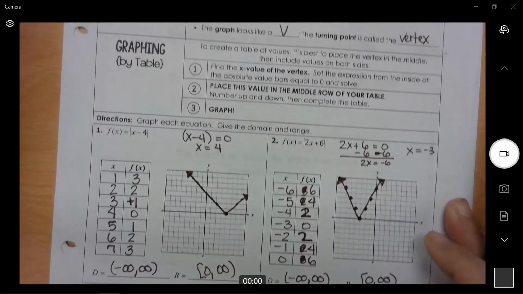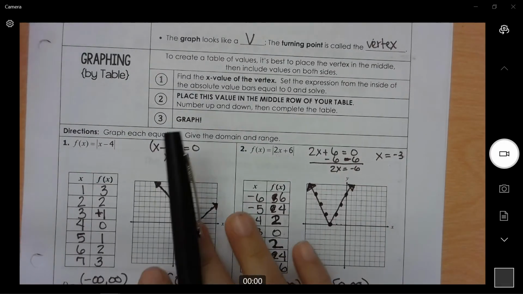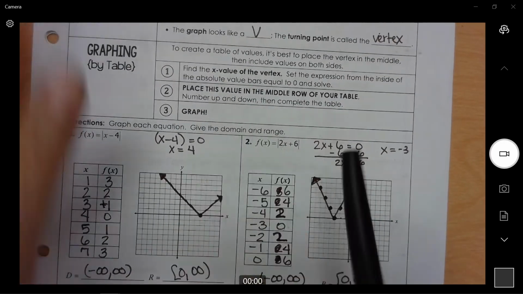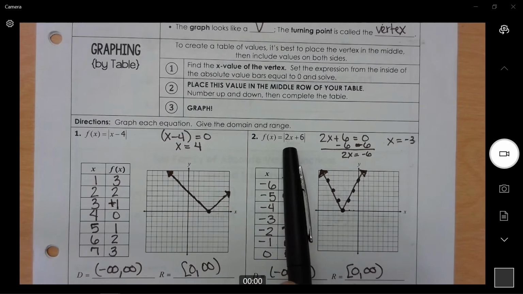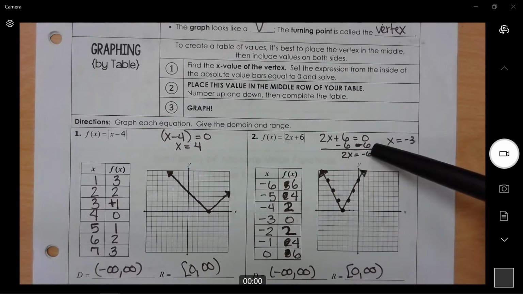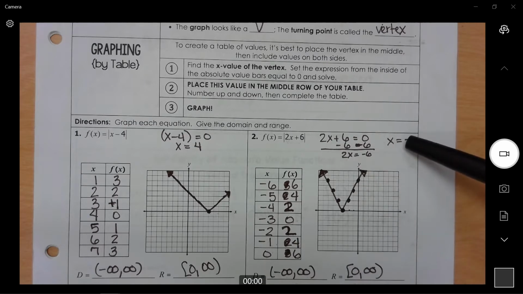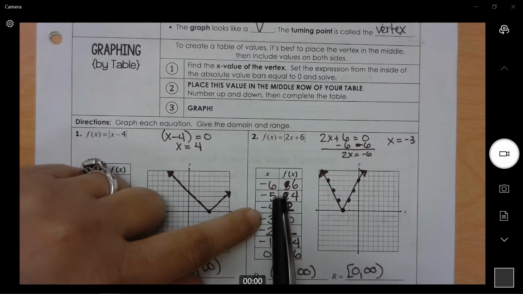Now we have a slightly different situation. We have a number in front of the x, which means we have a horizontal compression because it's a big number bigger than 1. So again, we still set that equal to 0, and we solve for x, getting -3. So we stick that in the middle. -3 is 0. And then we put numbers down, numbers up.